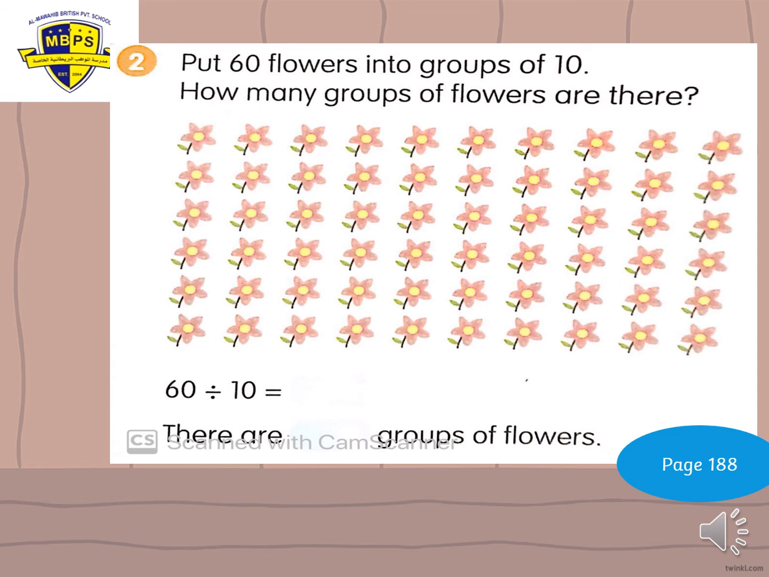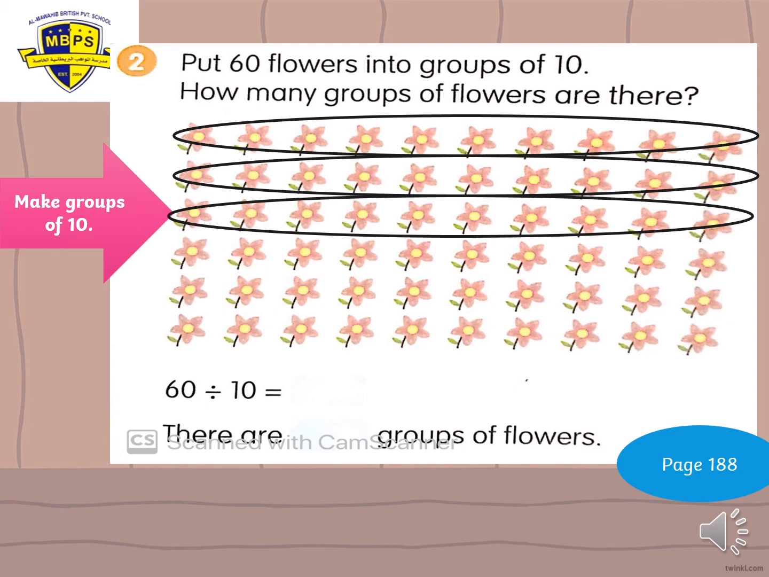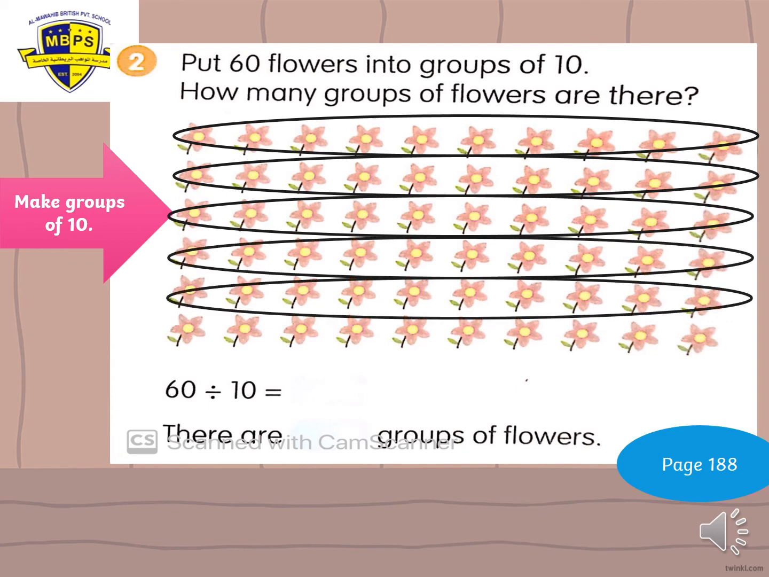Put 60 flowers into groups of 10. At this time we will make groups of 10. Then we will find how many groups of flowers are there. Let's start to make groups of 10. You hold your pencil and you start to make the groups with me. If you count the flowers in this way, you will find I'm putting each 10 flowers in one group. Now I finished grouping my flowers.